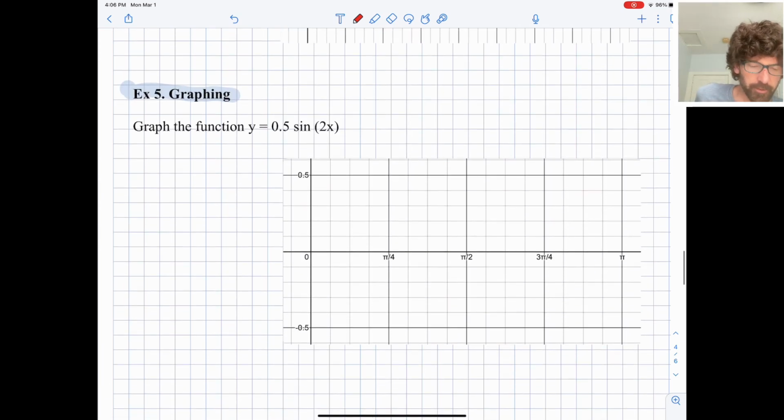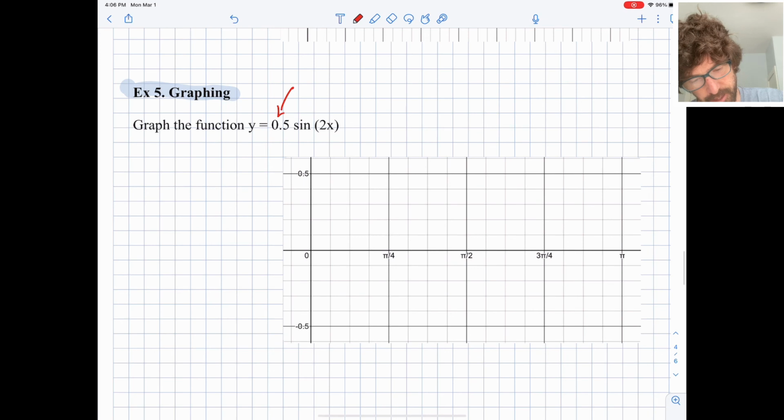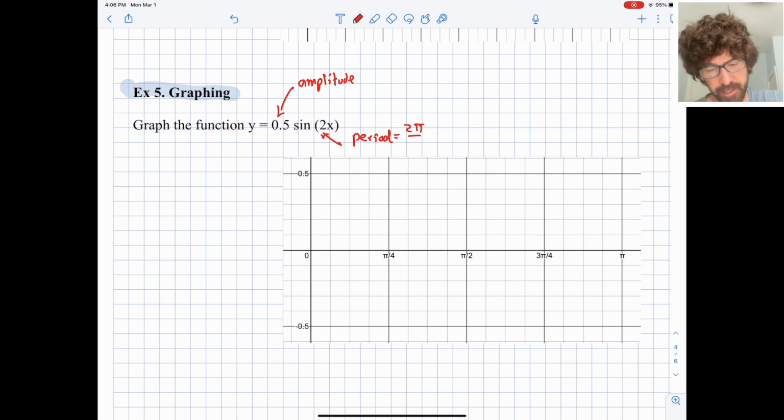Last one here, we're going to graph the function y equals 0.5 times the sine of 2x. So this means our amplitude is 0.5. And this means, let's figure out our period. Our period is going to be 2 pi over b, and in this case b is 2. So our period is going to be pi. Again, I only like to try to modify one thing at a time as I'm graphing, so sometimes I need to sketch a couple graphs.